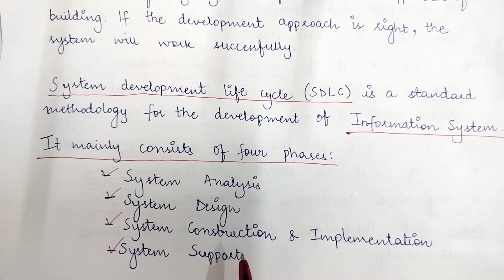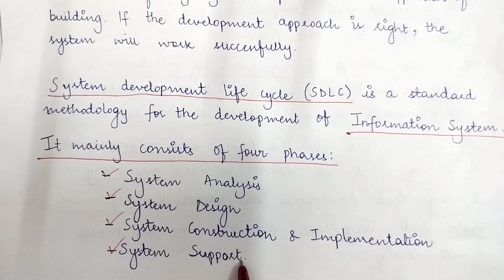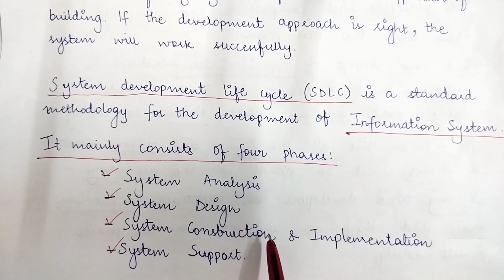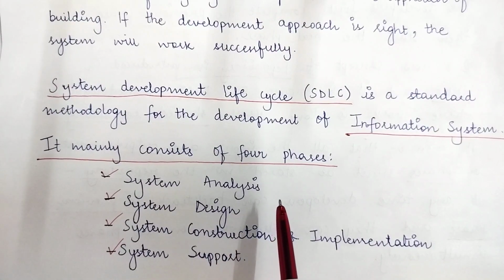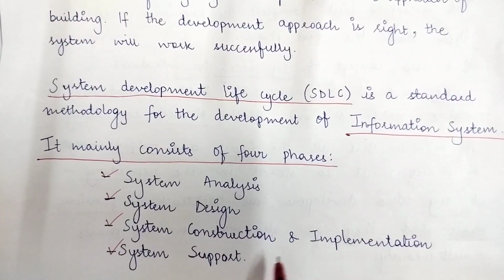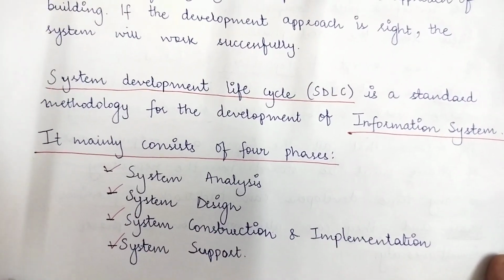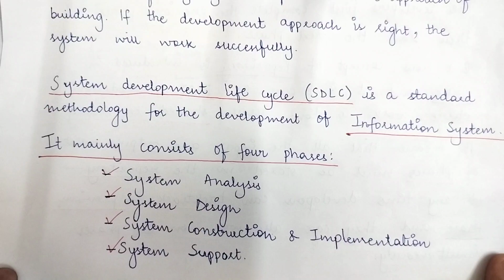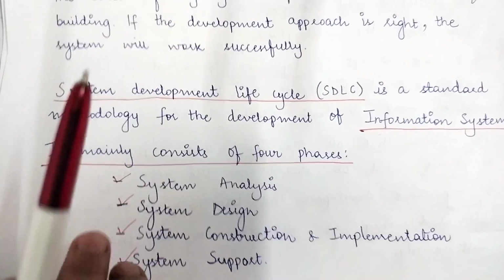Then comes system support. When I say system support, that means supporting the system. How do you support the system? By continuously maintaining it. So maintenance comes under your system support. The system has been developed once, but it needs to be maintained throughout its life. So there comes your system support. So these are the 4 important phases in any system development life cycle: system analysis, system design, system construction and implementation, and finally your system support, because you need to support the system throughout its life cycle.